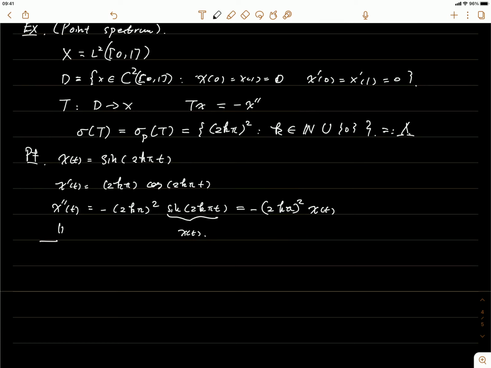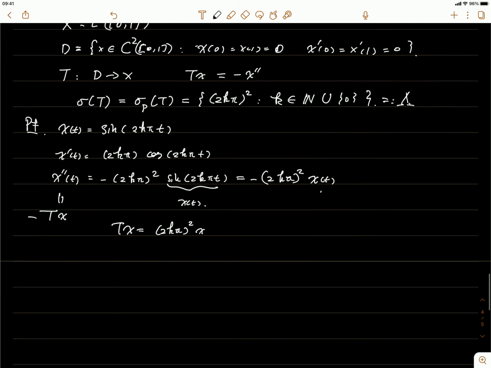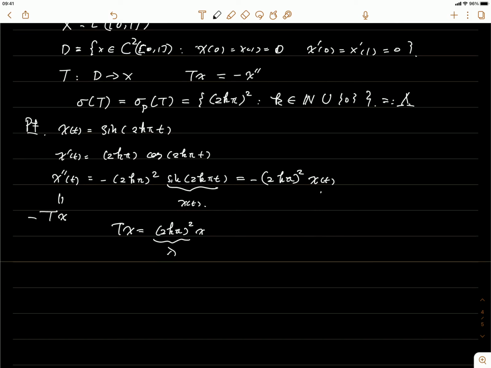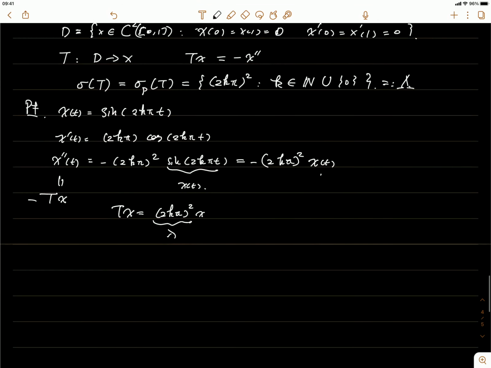Okay, so the left-hand side is Tx, which is negative x double prime, so it is negative x double prime. The right-hand side is this. So that means Tx is equal to (2kπ) squared x, and this is like the lambda, right? And if x is cosine of 2kπt, it's the same, but that just means that (2kπ) squared is in the point spectrum. Okay, they're eigenvalues.